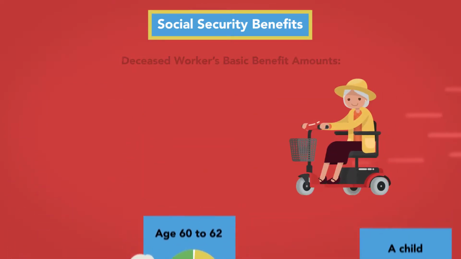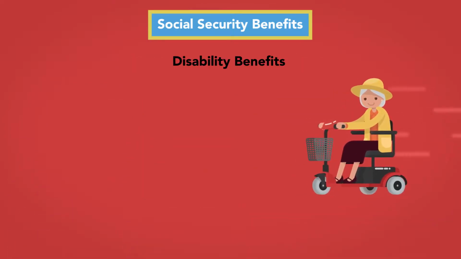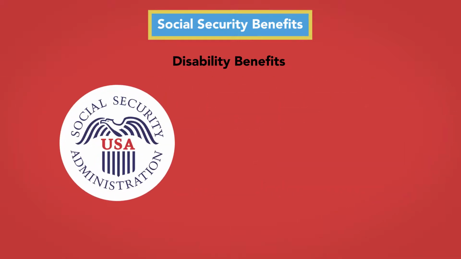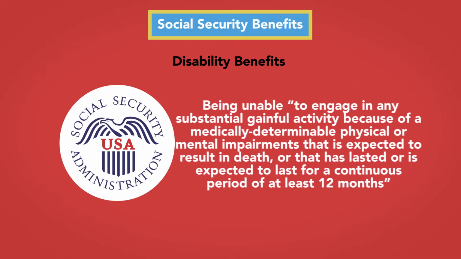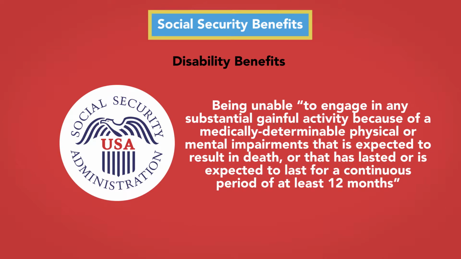The third major component of Social Security is disability benefits. The Social Security Administration defines disability as being unable to engage in any substantial gainful activity because of medically determinable physical or mental impairments that are expected to result in death or that have lasted or are expected to last for a continuous period of at least the last 12 months.